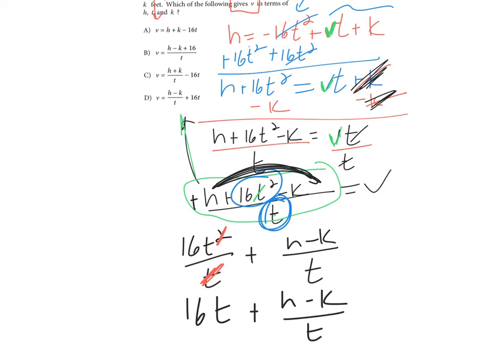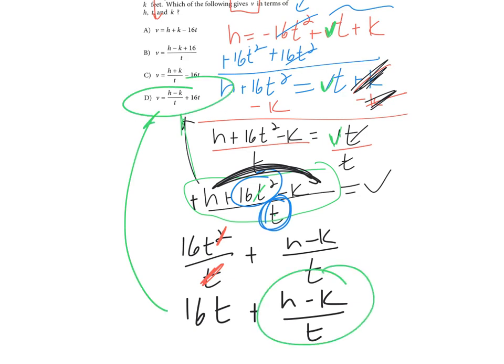And that is, I believe, answer choice D. It's kind of written backwards, but here's your h minus k over t, and then here's your plus 16t. So your answer is letter D.